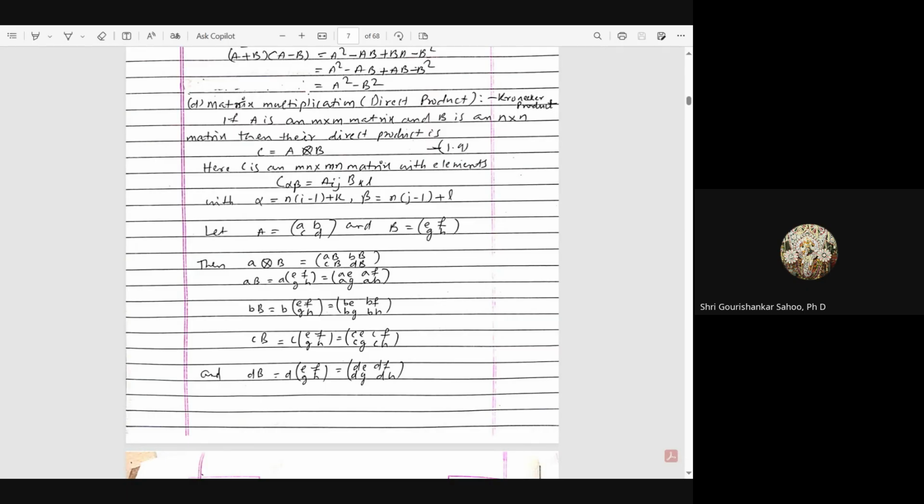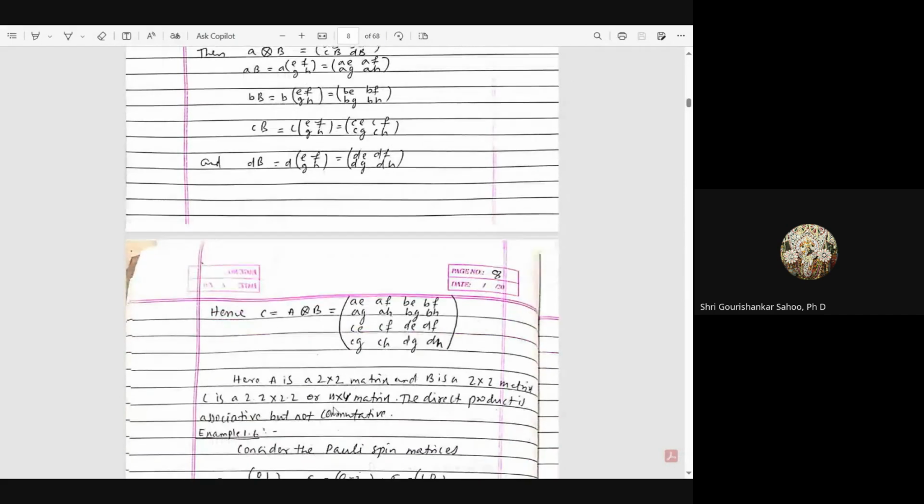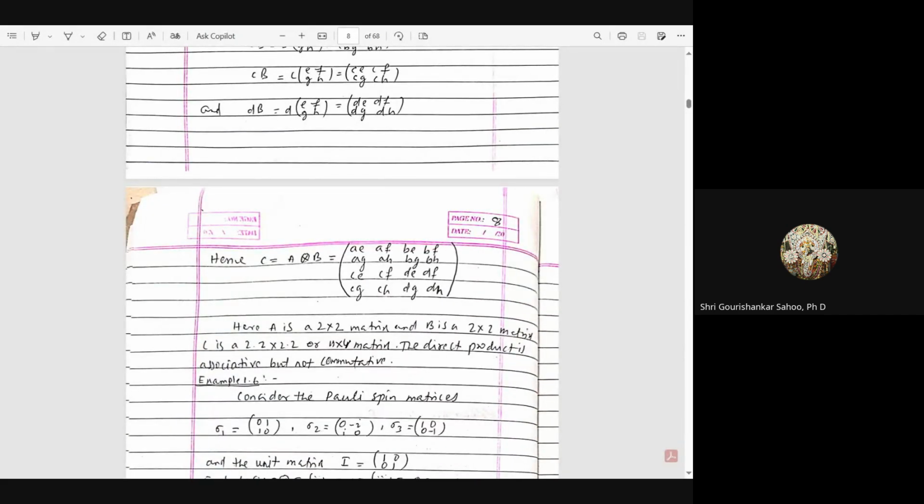Then, if A is equal to a, b, c, d and B is equal to e, f, g, h, your Kronecker product of A and B will be aB, bB, cB, dB. So your aB, bB, cB can be evaluated as shown on the screen, and also your dB. And C is equal to the Kronecker product or direct product of A and B, so that is equal to ae, af, be, bf, ag, ah, bg, bh, ce, cf, de, df, cg, ch, dg, dh. Are you getting it? So you can see on the screen and you can have an idea.